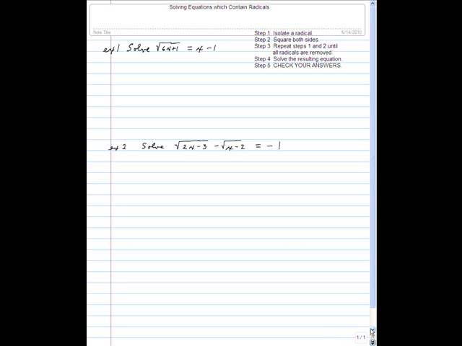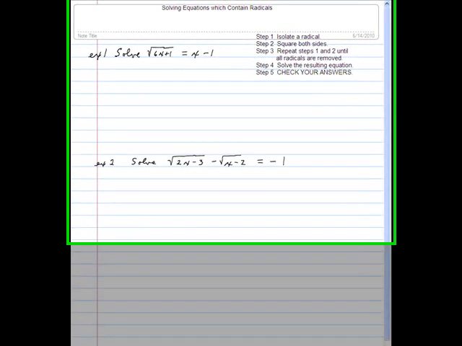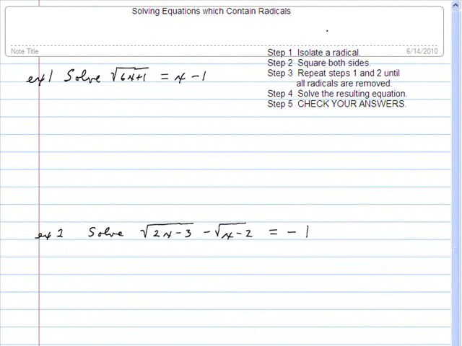This podcast is on solving equations which contain radicals. We're going to be using the 5 steps here that I've shown off to the right a little bit. Step 1 says isolate a radical. That means to get it by itself on one side. Step 2: square both sides. That's going to remove the radical from the radical that you isolated.